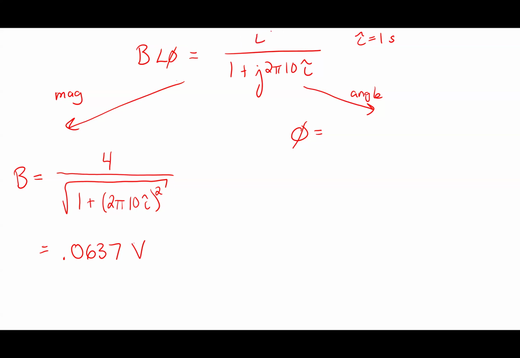So the angle of the top is 0 minus the angle of the bottom. How do I write the angle of the bottom? Arctan. Now, normally I've got to think about it. I know this guy's in the first quadrant though, so it's basically negative arctan of the imaginary part over the real part. So it's just 2 pi 10 tau. If I do that, it ends up being negative 89 degrees.